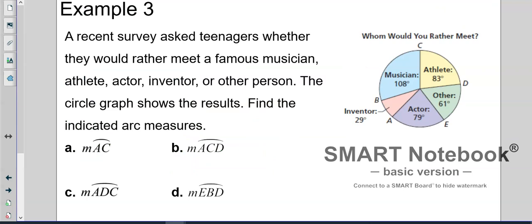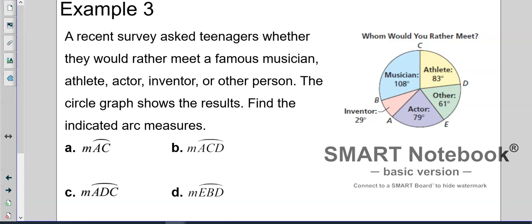Example 3. A recent survey asked teenagers whether they would rather meet a famous musician, athlete, actor, inventor, or other person. The circle graph shows the results. Find the indicated arc measures. So, AC. Well, we have a choice, left or right. Well, since it's only two letters, it's a minor arc.